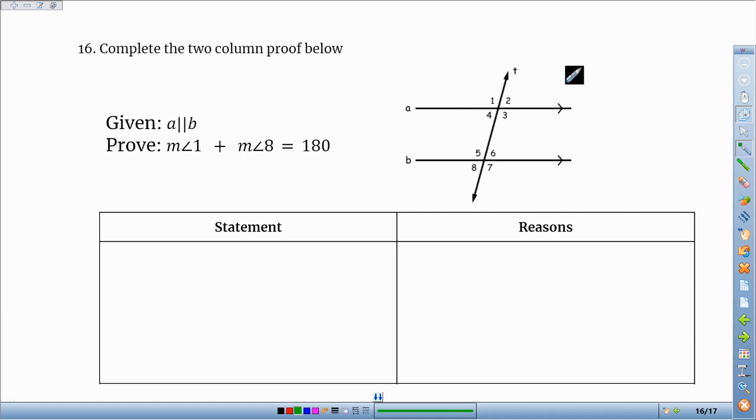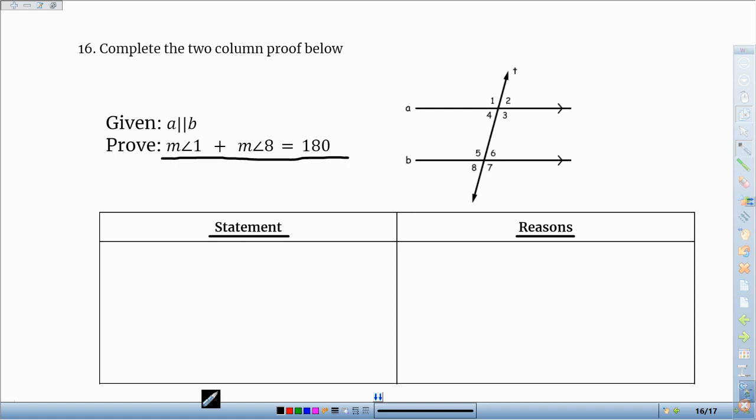Okay, so when you go to make a proof, first thing you can do is draw yourself two columns. On the left, we have our statements. On the right, we have our reasons. Okay, here's what we are asked to do. We are given parallel lines. By the way, this right here is the shorthand for parallel, if you didn't know. So they're telling us that we have parallel lines. That's wonderful. But here's what we were asked to do. Prove that angle 1 plus angle 8 equals 180.